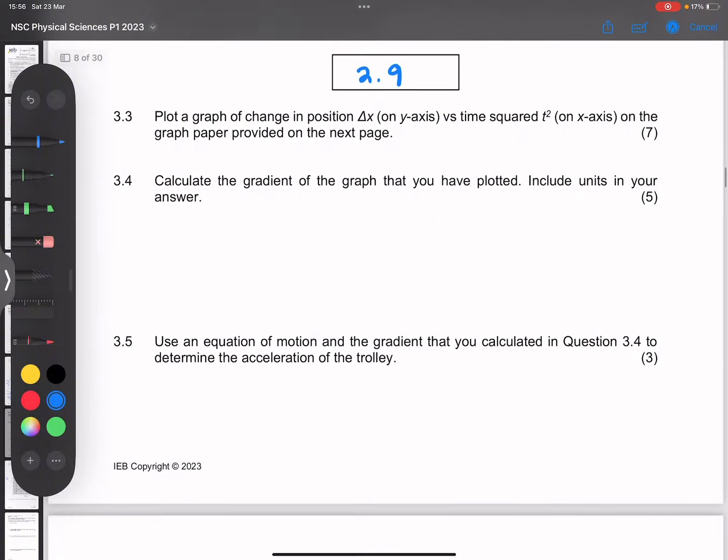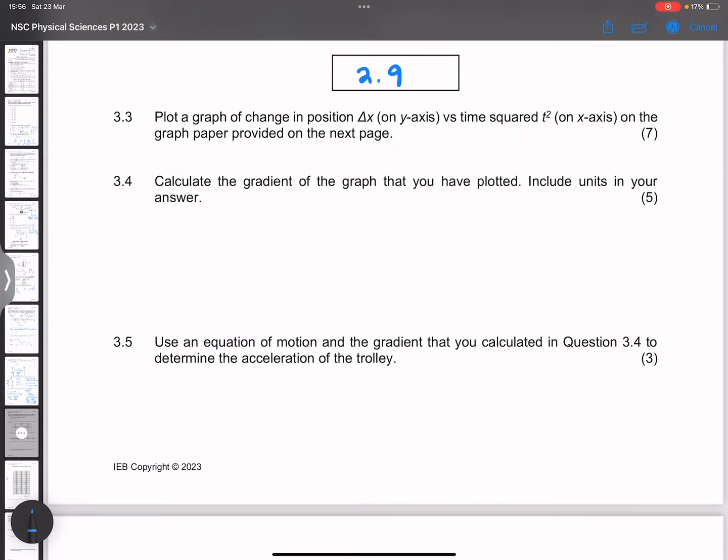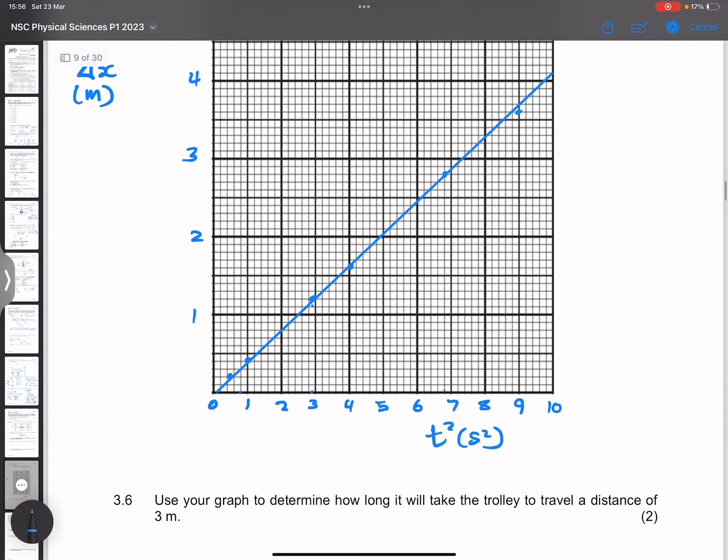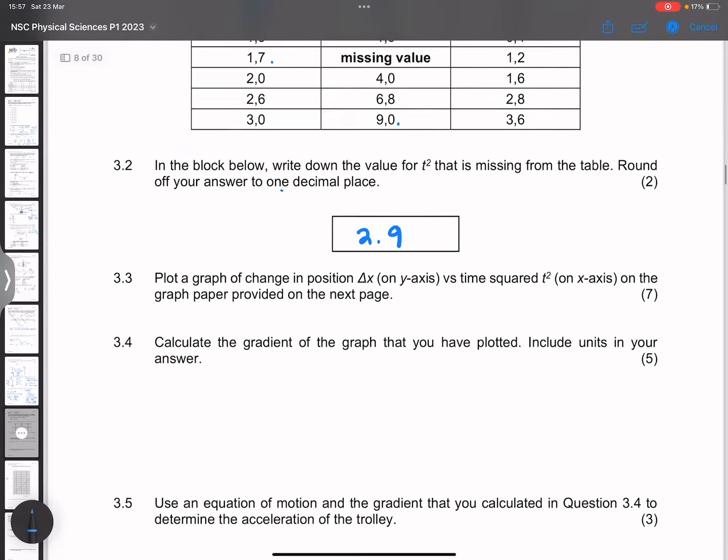And then now they say to us, calculate the gradient of the graph that you have plotted, include units in your answer. Okay, now please remember, when you calculate the gradient, take the points that would have been included, right? So what I'm going to do is take that point as 6.8, which is this point over here. And I'm also going to take the one where we've got 4. So that's the 6.8 and 4 value.